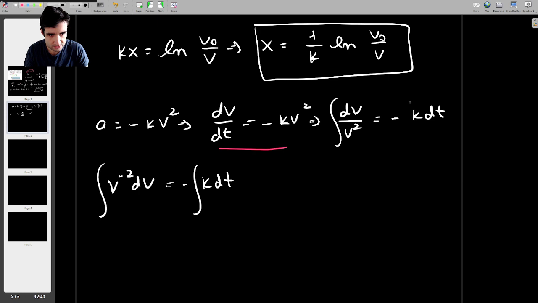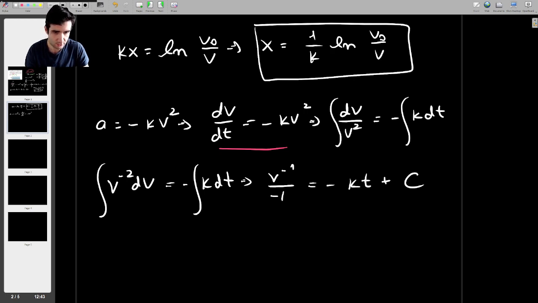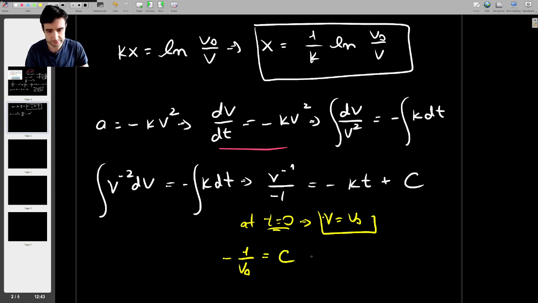We should do this here actually. Right, so the integral of v to the minus 2 is just v to the minus 1 over minus 1, and this is minus kt plus a constant. And once again, we can find what this constant of integration is. So at the initial time, when we start our stopwatch, the velocity v is v0. So we're going to put that in. So minus 1 over v0 is going to be equal to c, because t is 0. So that's it. We found our constant of integration.